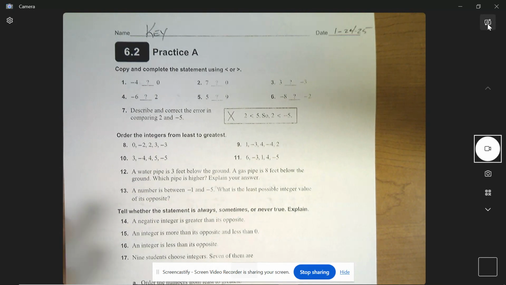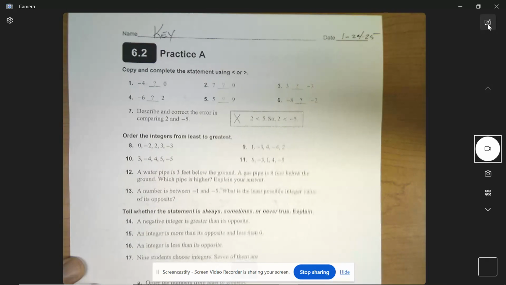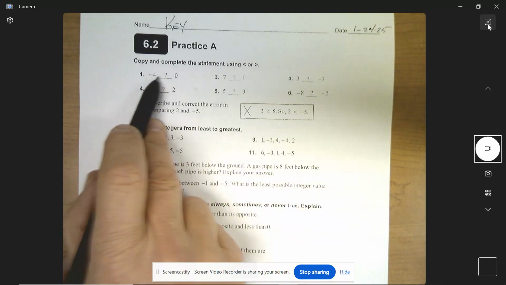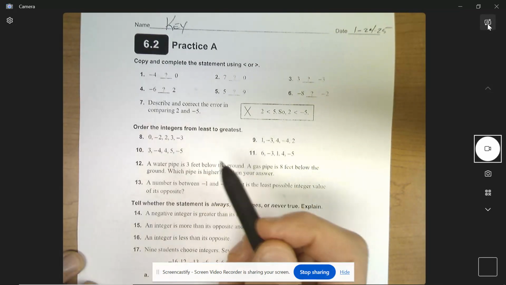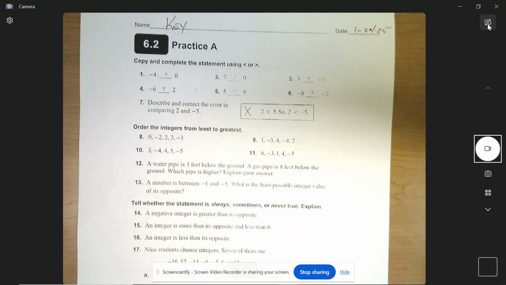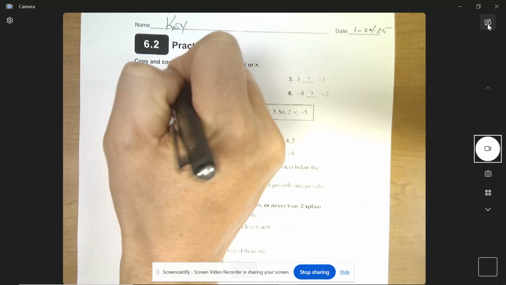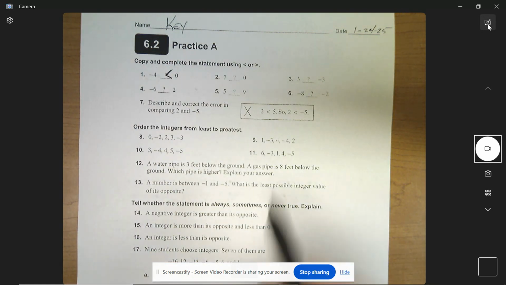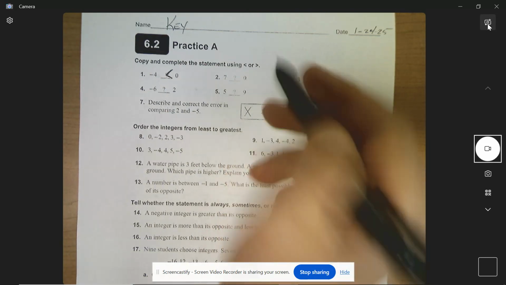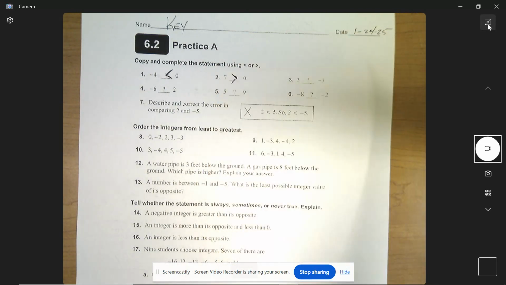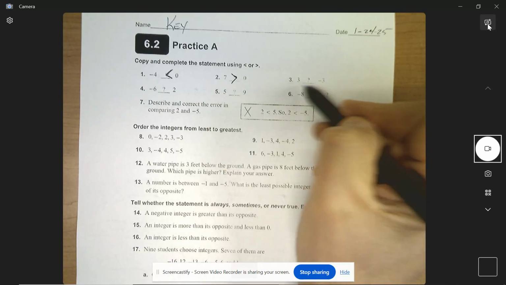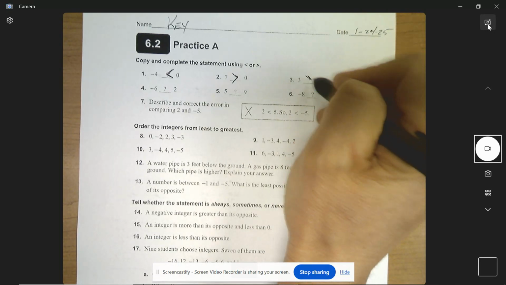Copy and complete the sentence using less than or greater than. So which one is bigger? So on a number line, the negatives are to the left of the 0. So I'm just going to go ahead and put my answer over top of the question marks. So for number 1, negative 4 is less than. This one is bigger than, it's further to the right on the number line, so 7 is greater than 0. All positive numbers are bigger than negative numbers, so those are greater than.